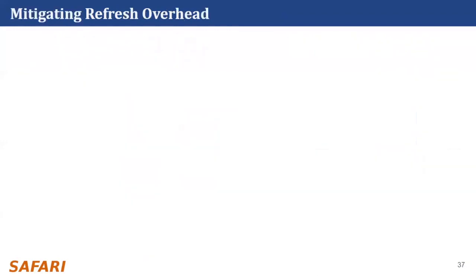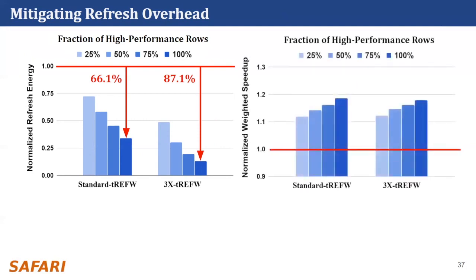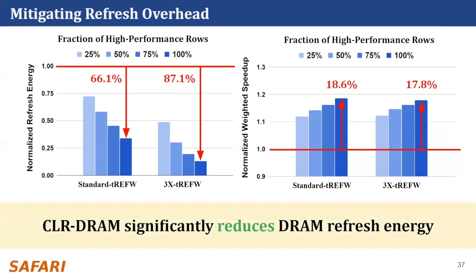High-performance mode rows in CLR-DRAM could mitigate the DRAM refresh overhead by both reducing the refresh latency and the refresh rate. First, we observed that only reducing the refresh latency in CLR-DRAM already saves DRAM refresh energy by 66.1% on average for multi-core workloads. If the refresh rate is reduced by 3x, which our SPICE simulation shows is possible, CLR-DRAM could save DRAM refresh energy by 87.1%. Doing so still achieves an average speedup of 17.8% for multi-core workloads. We conclude that CLR-DRAM significantly reduces DRAM refresh energy.